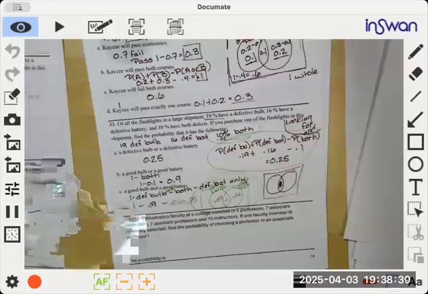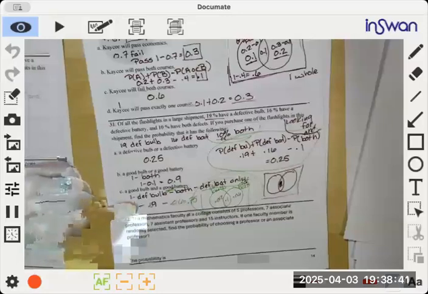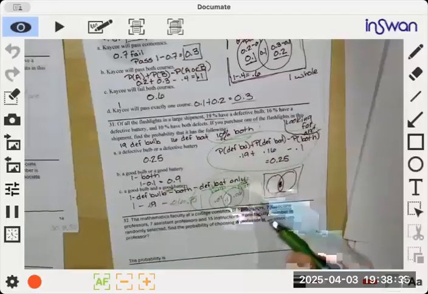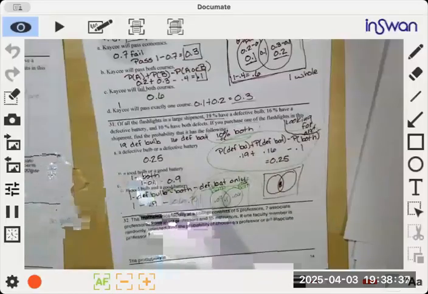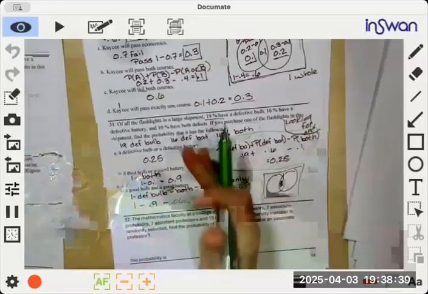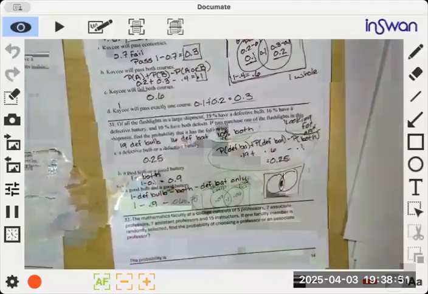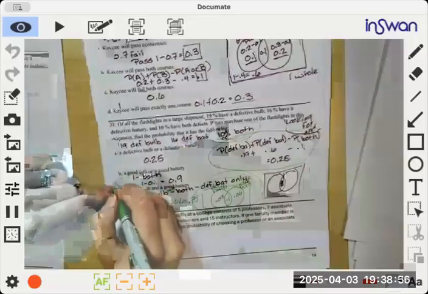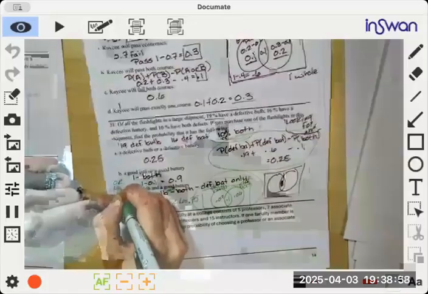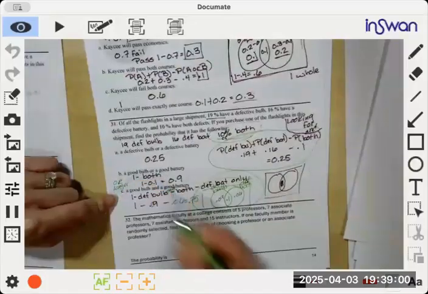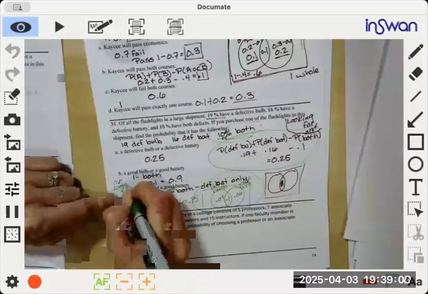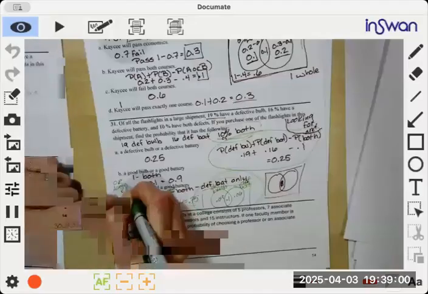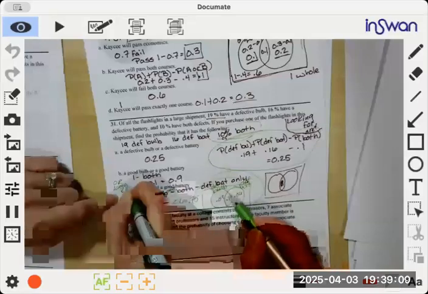The and has to be less. The and is the intersection. And the or is this one or that one or both. So the or is always going to be the larger one. The and will always be the smaller one because that's the intersection.